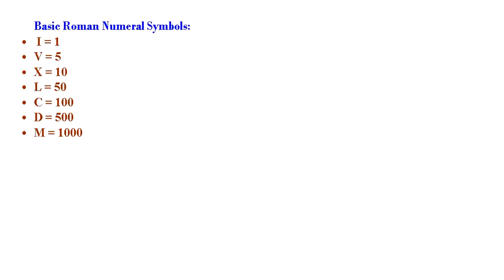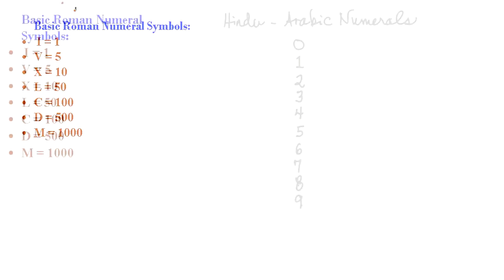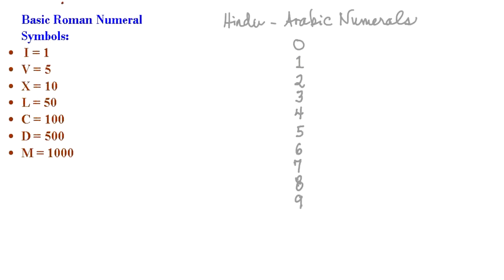And here on the screen, what you're seeing are your basic Roman numerals. Now, let's compare them to the Hindu Arabic numerals that most of you have grown up with. You'll notice one thing right up front. The Roman numerals lack a symbol for 0. That's because they didn't really quite grasp 0 as far as counting goes. And neither do we. We count from 1 as well.